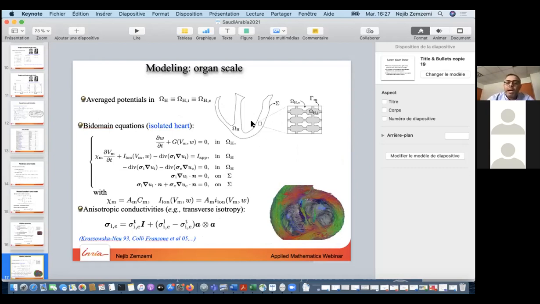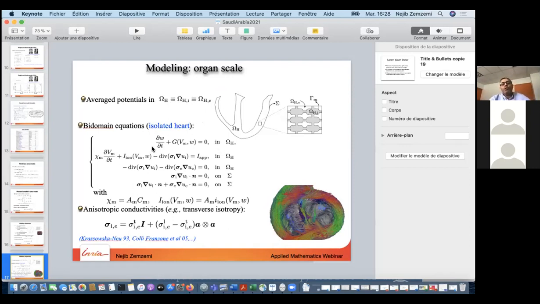So here we are at the organ scale, where we suppose that since the size of the cell is 100 micrometer, and we are at the scale of the heart, which is about 10 centimeter, we are 10,000 times higher in scale. We can suppose that omega H is occupied by both the intracellular and extracellular domains.